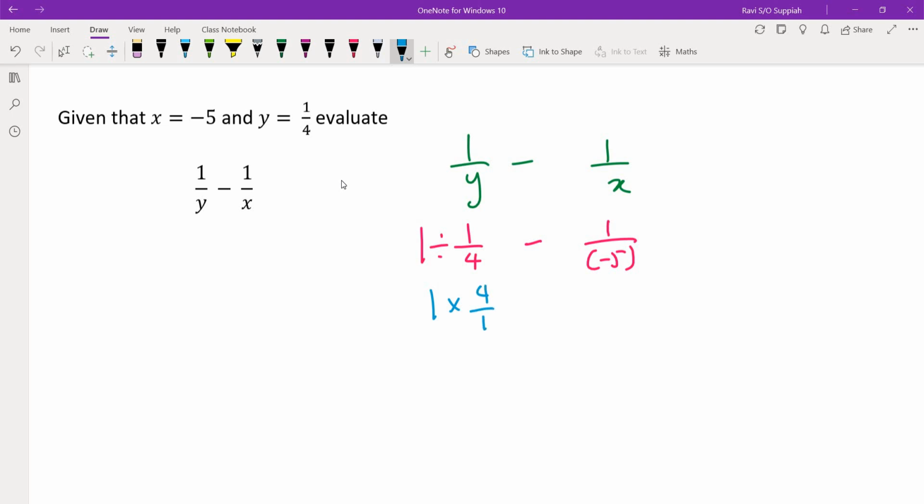And minus into minus will give us plus. So plus 1 over 5. All right, so 1 times 4 is 4. So 4 plus 1 over 5, which means the final answer is 4 and 1 over 5.